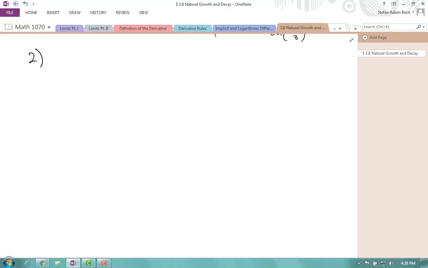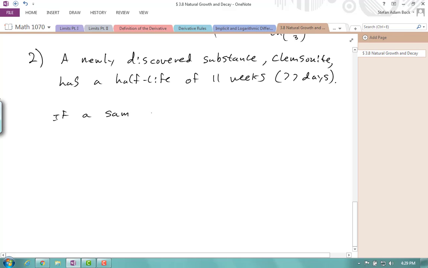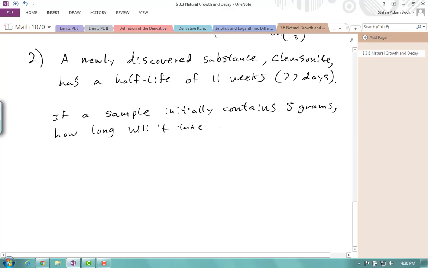Another common example is calculating problems involving radioactive decay. It turns out that the rate at which a substance decays is proportional to the amount of substance which remains. So let me write out a prompt really fast. The situation we have is a newly discovered substance, Clemsonite, has a half-life of 11 weeks, or 77 days. Now, if a sample initially contains 5 grams, how long will it take to decay down to 2 grams?